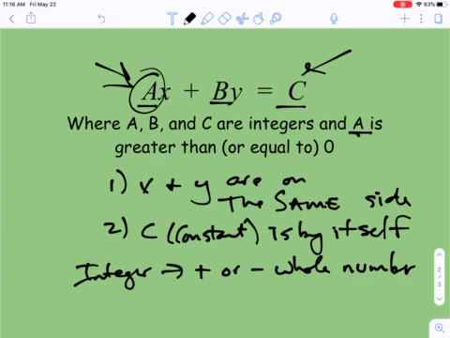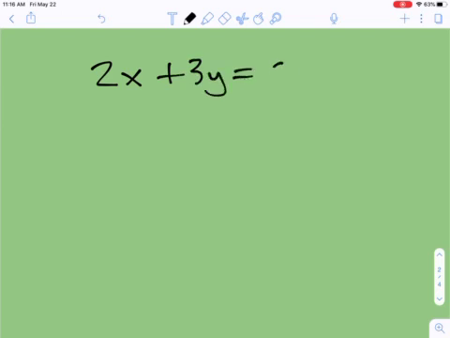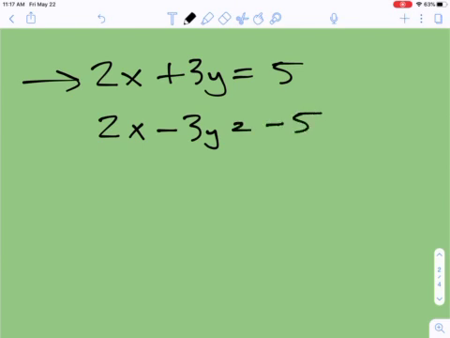All right, and so you'll see some equations that are in that form. And so, like, one example of that would be 2x plus 3y equals 5. All right, this would be an example of something in standard form. So if you had 2x minus 3y equals negative 5, that would also still be in standard form because your 2 is still positive, which is okay. And then b and c can be negative, and that's fine.